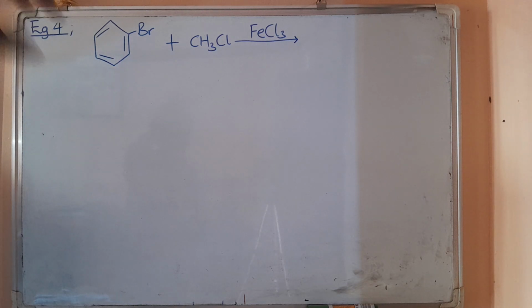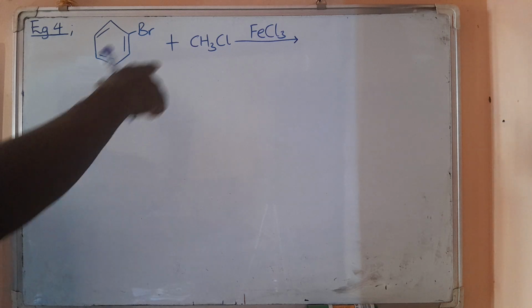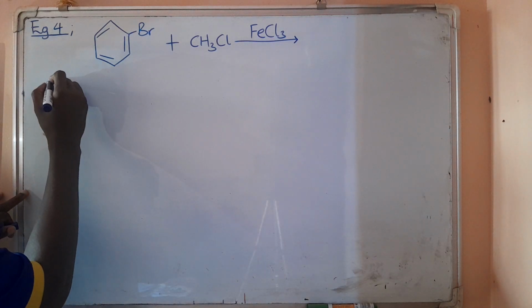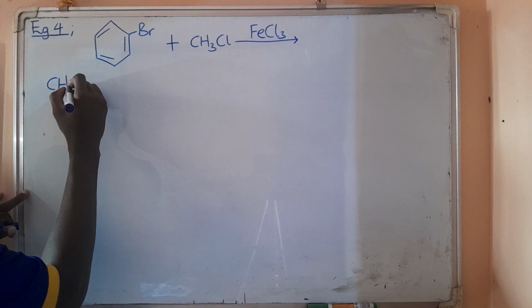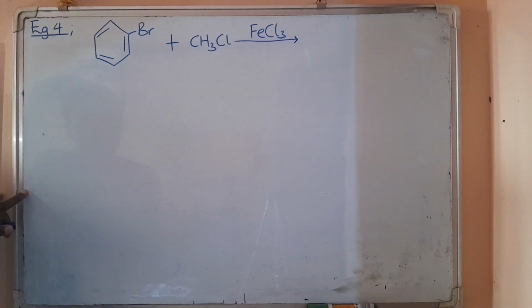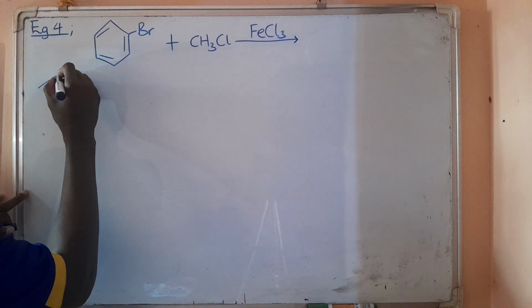So bromobenzene is reacting with methyl chloride in the presence of a Lewis acid catalyst, iron 3 chloride. We have seen that the mechanisms for this reaction are two, which I highlighted earlier on. So allow me to use only one approach. The approach I'm going to use is to first react my CH3. For simplicity, you can use any. Allow me to use this one.